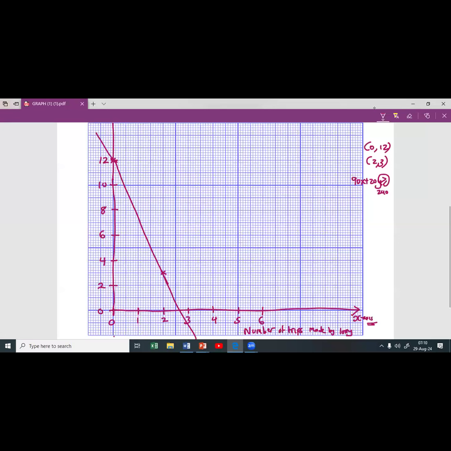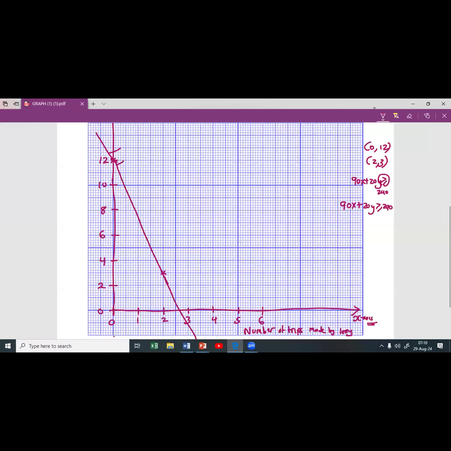And then after, you are going to label and say that this line I've plotted is... Now when you are labeling, be strategic. At times I can advise that you label after you have found out the region that you want. Now I'm going to test. Remember, this is 90x plus 20y greater than or equal to 240.